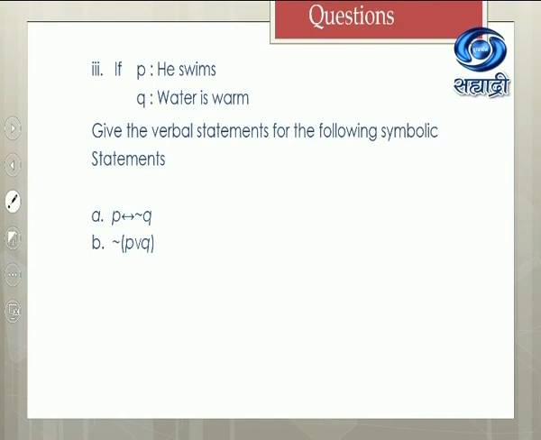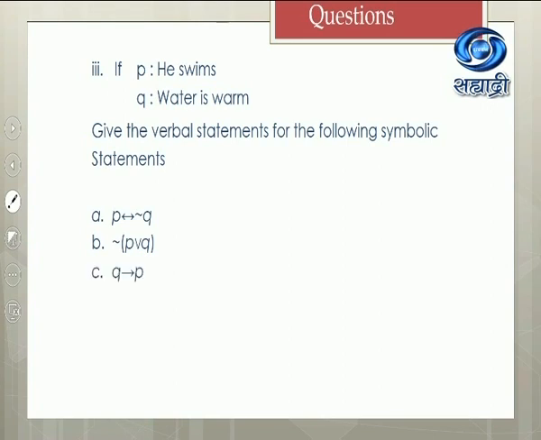Second, negation of P or Q. What is P or Q in general? And the negation is outside the bracket. So it is not negation P or Q. It is for the whole statement. So first analyze what is P or Q. It will be he swims or water is warm. And then the negation of that will be it is not true that he swims or water is warm. In this way you can write the verbal statement.